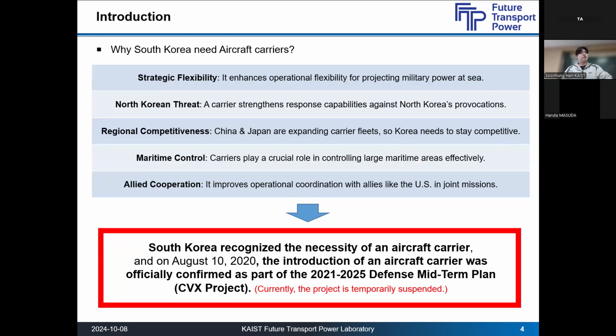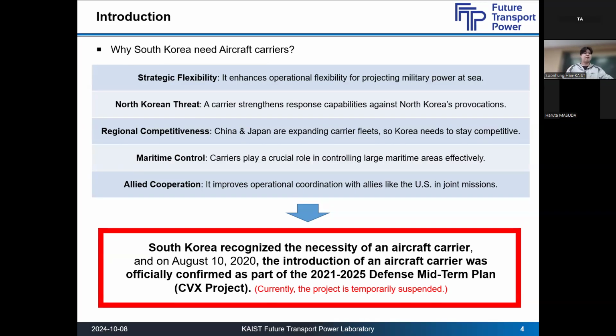So this is the question: why does South Korea need aircraft carriers? There are a lot of reasons. The first one is strategic flexibility. Carriers enhance operational flexibility for projecting military power at the ocean. Number two is the North Korean threat. The carrier will strengthen the response capability against North Korean provocation.